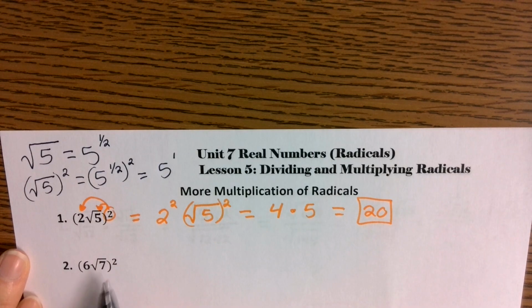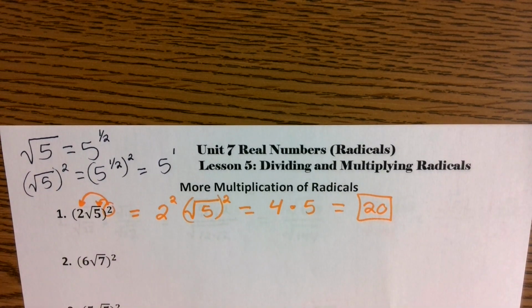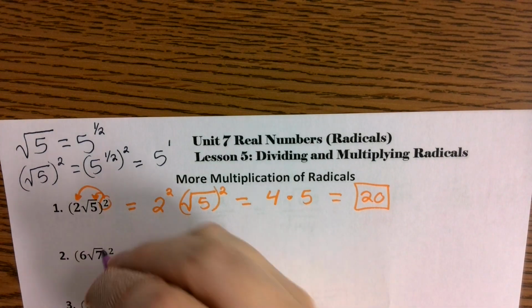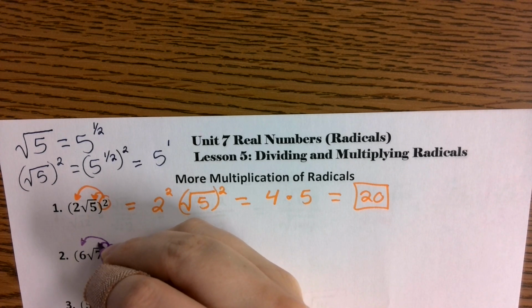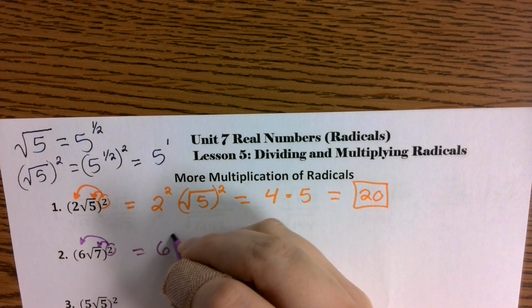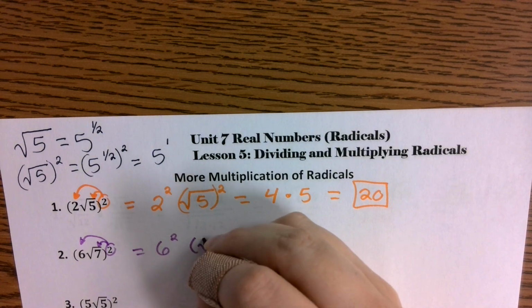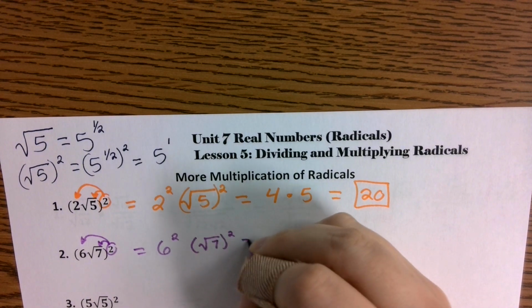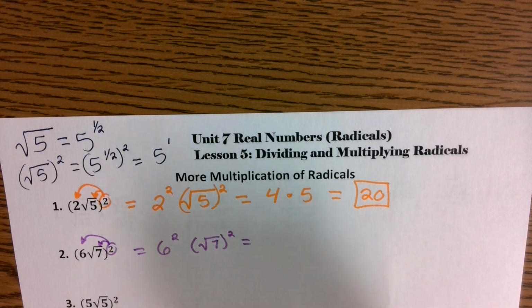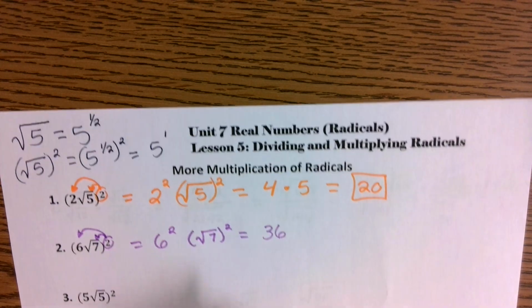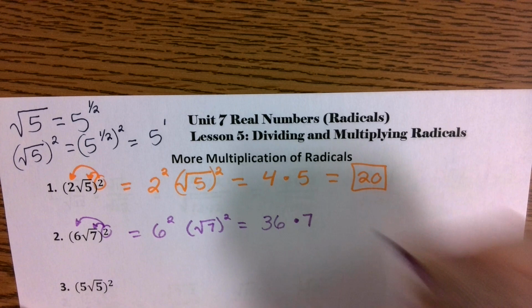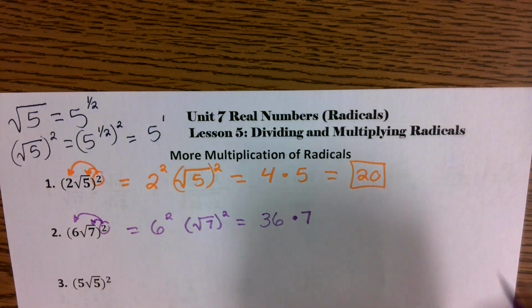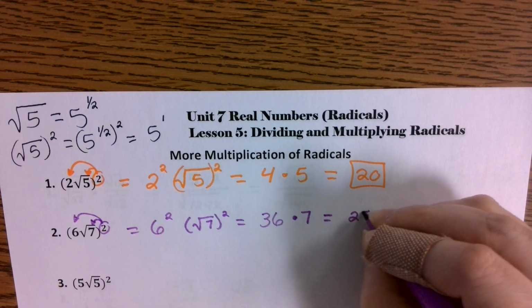Okay, so let's take a look here. Same thing here. We have 6 square root of 7. The whole thing's being raised to the second power. I'm just going to take that second power and distribute it to both, which means I'm doing 6 squared, and then I'm doing square root of 7 squared. 6 squared is 36, and then the square root of 7 squared is just 7. And now I do 36 times 7, which is 252.